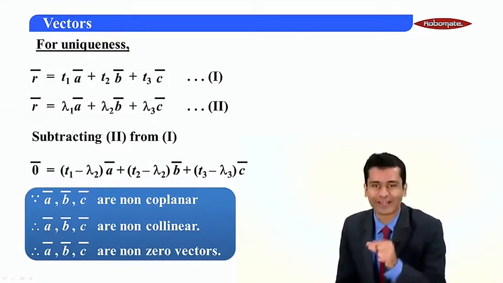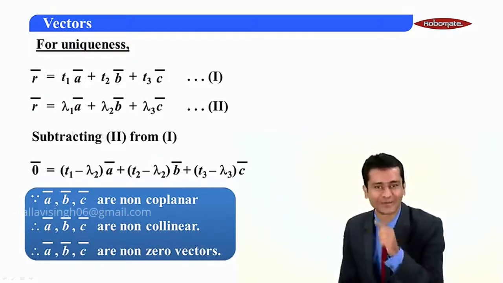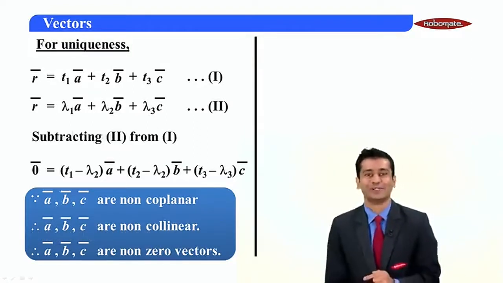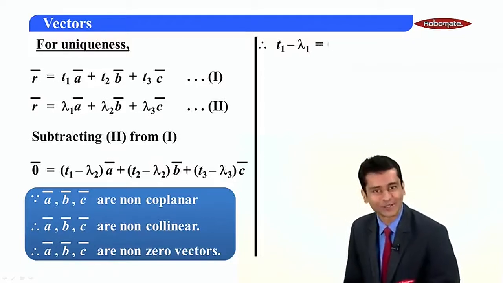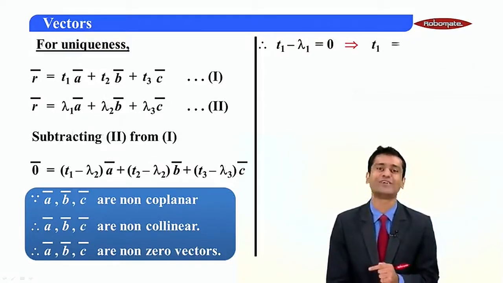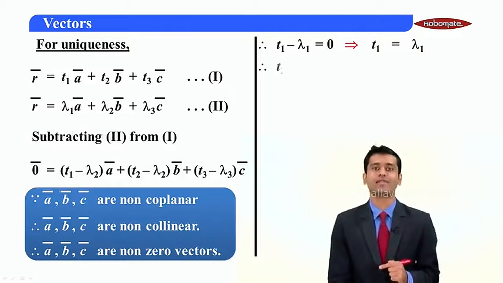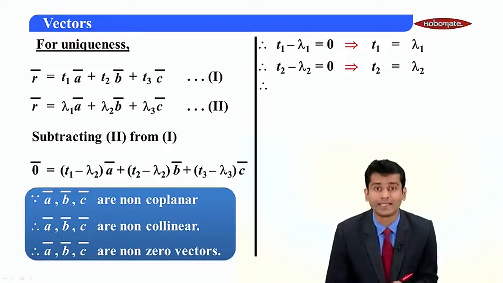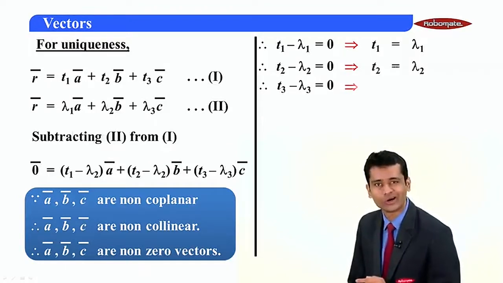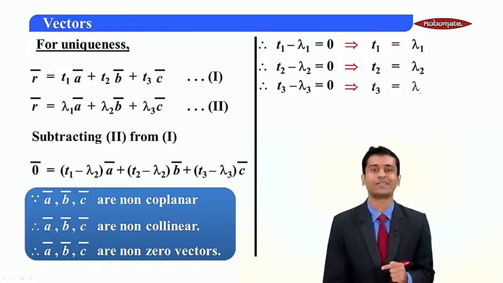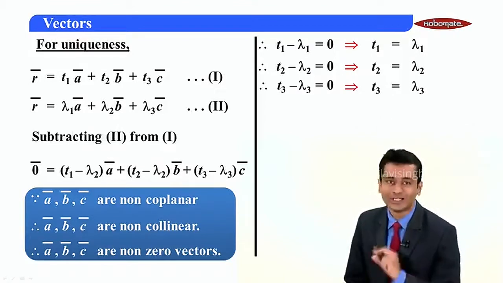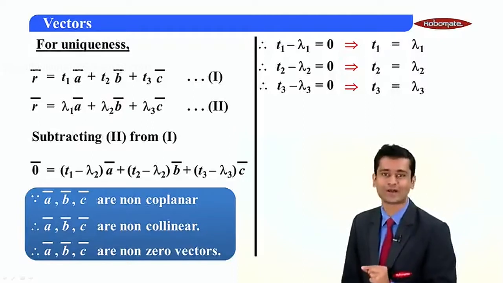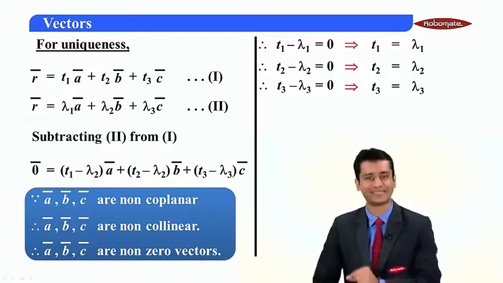So to make a null vector, t1 minus lambda1, t2 minus lambda2 and t3 minus lambda3 should compulsorily be 0. So t1 minus lambda1 equal to 0 gives t1 equal to lambda1. t2 minus lambda2 equal to 0 gives t2 equal to lambda2. And t3 minus lambda3 equal to 0 gives t3 equal to lambda3. So my assumption is wrong. These scalars are not different, they are equal. So we got a unique linear combination of a bar, b bar and c bar.